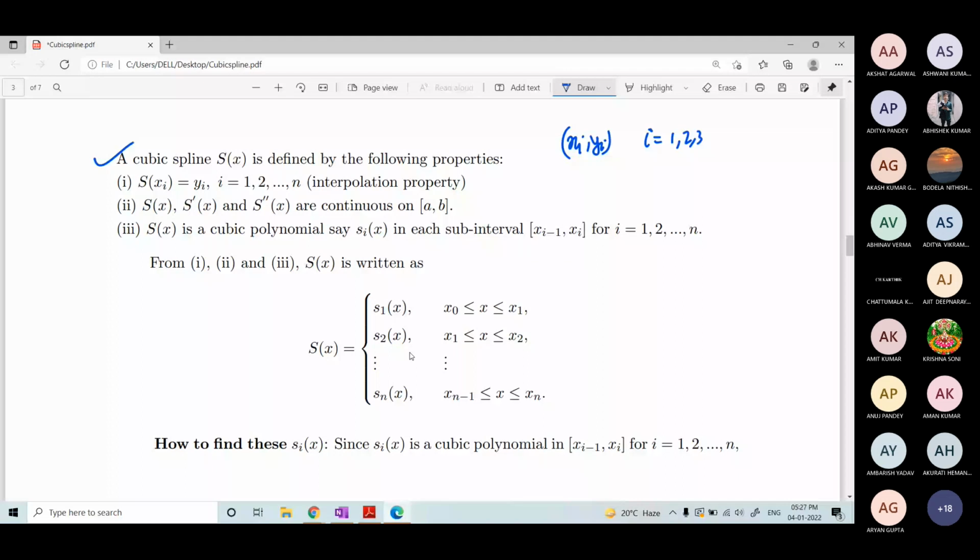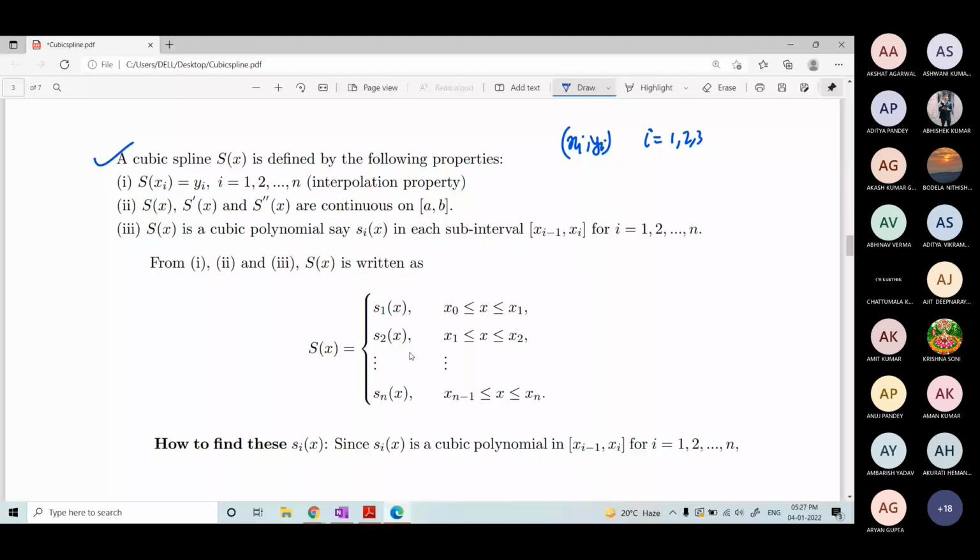If the cubic polynomial is denoted by s of x, then s of xi should be yi. This is the interpolation property. Second, s of x, s dash x, and s double dash x should all be continuous on the considered interval. If the starting data is x0, y0, and the end data is xn, yn, then these three should be continuous from x0 to xn, where x0 is a and xn is b.